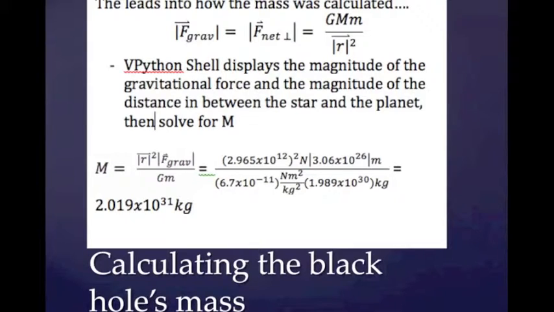We use this magnitude of the gravitational force, and we know that it's the same thing as the magnitude of the perpendicular component. VPython gives you the magnitude of the gravitational force and also the distance between the star and the source of the force, and plugging in these numbers we're able to solve for m. And we get this number, 2.01 times 10 to the 31st kilograms, and this conceptually makes sense because a very large mass would be able to have such a strong influence on the star to affect its motion in that way.